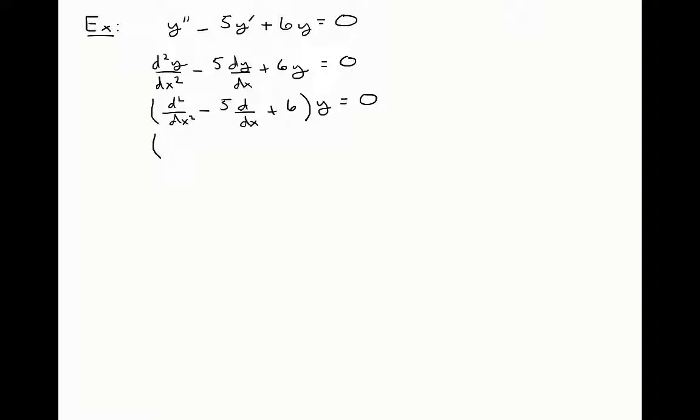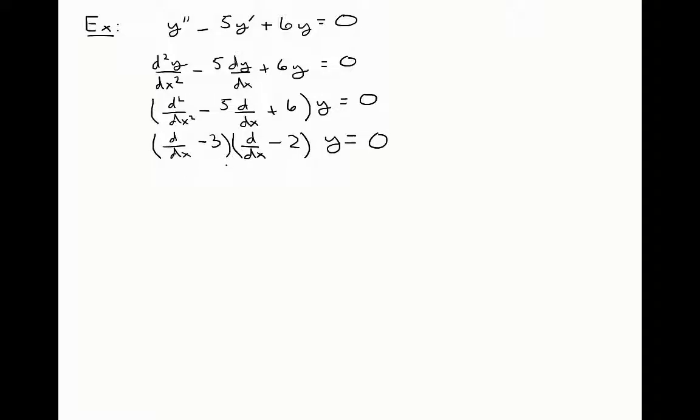Now, this is something we can factor. Do you see how I'm doing this? I'm factoring this out. And for this case, I get minus 3 and minus 2, right? Because d dx times d dx gives you d squared dx squared. We get minus 2 d dx minus 3 d dx gives you minus 5 d dx. And minus 3 times minus 2 gives you plus 6. It may look a little bit funny to do this with operators, but we can do this.